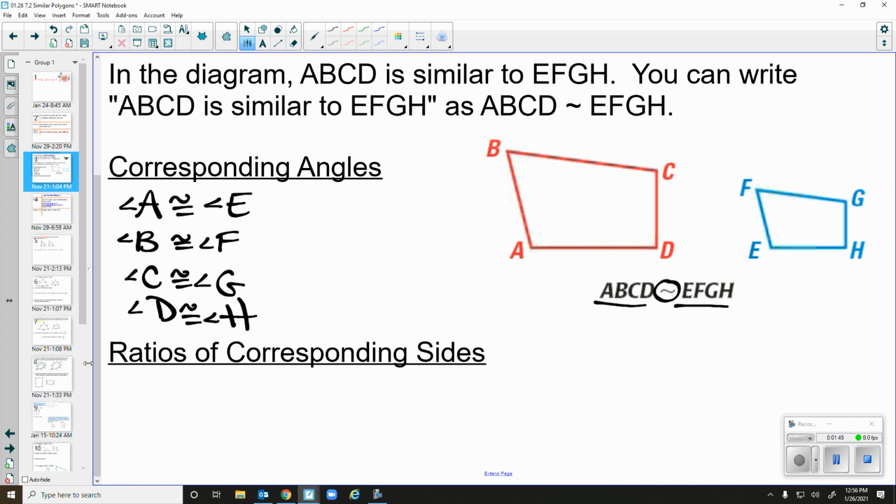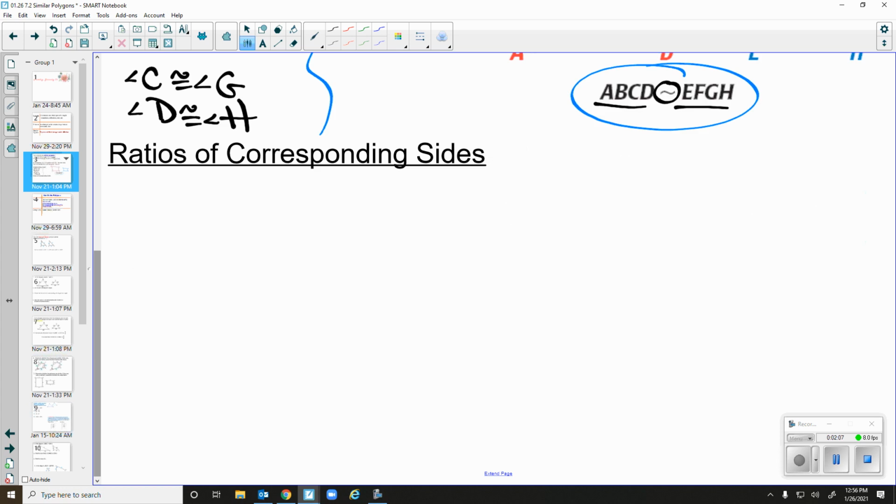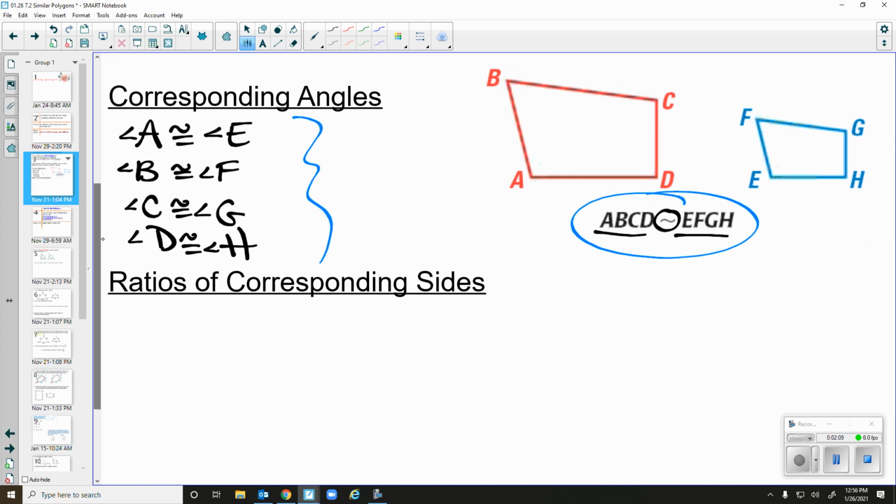This here is called the similarity statement. If I ask you to give me a similarity statement, that's what I'm looking for. If I ask you to just tell me the corresponding angles, this is what I'm looking for right here. And if I ask you for the ratios of the corresponding sides, using the actual sides, it is now a ratio. We're going to turn it into a proportion. So AB would be over EF, because that's the corresponding side on the other one.